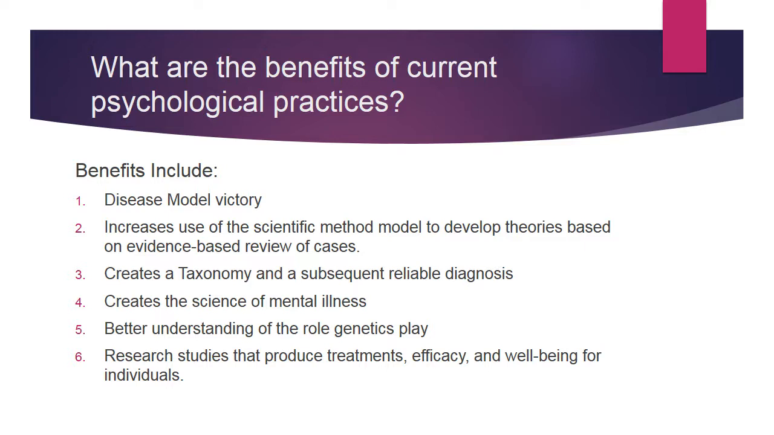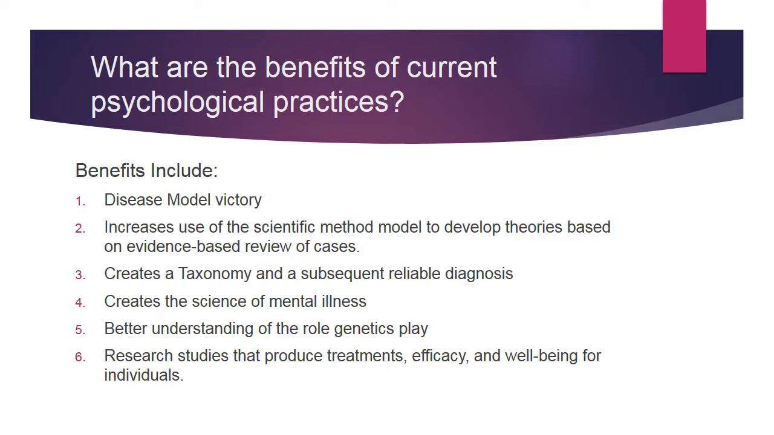Now, this is true with all social sciences because we are talking about human beings, and humans are hardly ever predictable. It's difficult at times to use that scientific method as rigorously as you might in a physics or chemistry environment. However, by utilizing the same tenets, we have in fact turned psychology into a quote-unquote real or hard science. It creates a taxonomy and a subsequent reliable diagnosis. So we know that if this person has these 6 symptoms, there is a good chance that their diagnosis is this. And it allows us to create the science of mental illness.